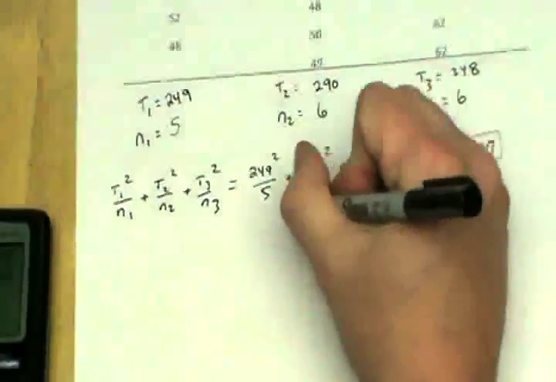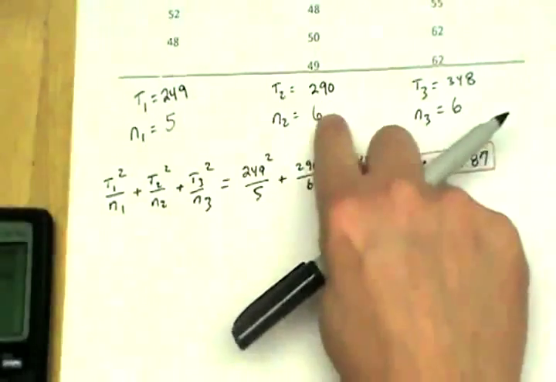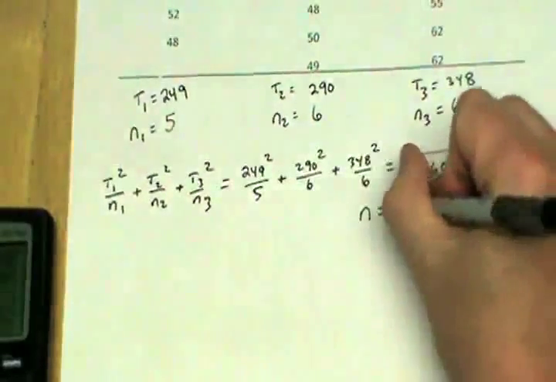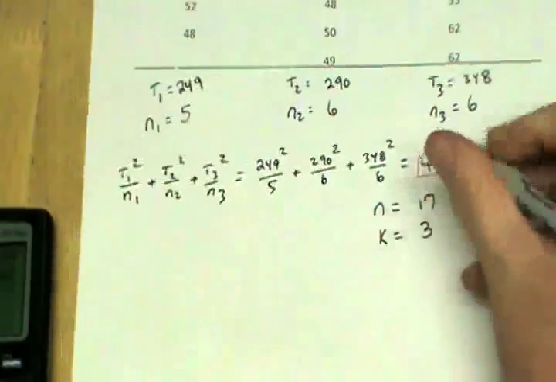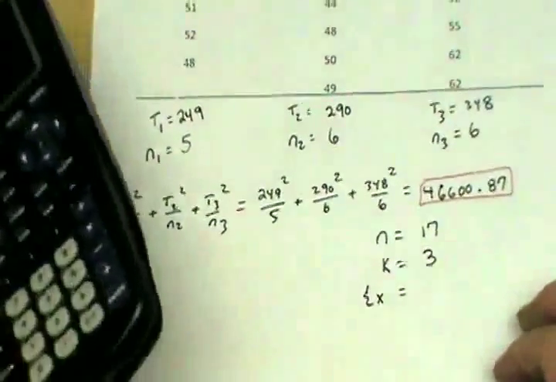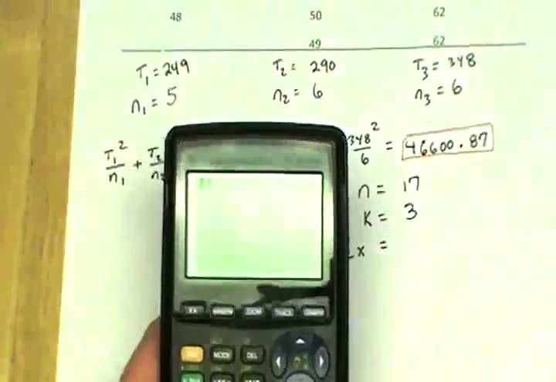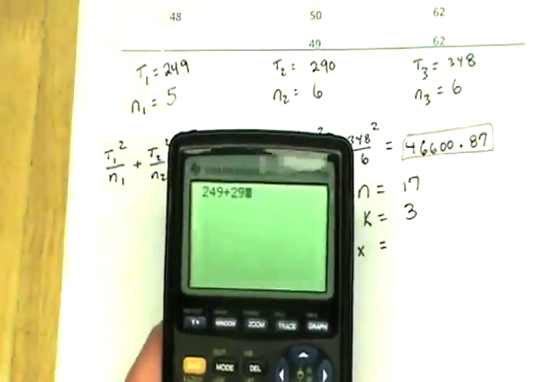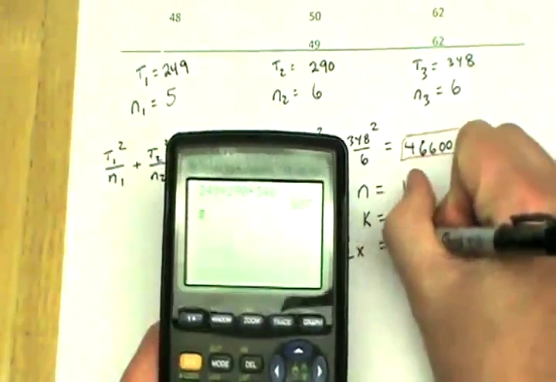Okay, we need to know N, the total number of data. We have 5 and 6 is 11 and another 6 is 17 total pieces of data. We need K, the total number of categories, which is 3. The summation of X is the sum of all the data. It's easiest to just add up the subtotals of the T. So we're going to take 249 and 290 and 348. 887.